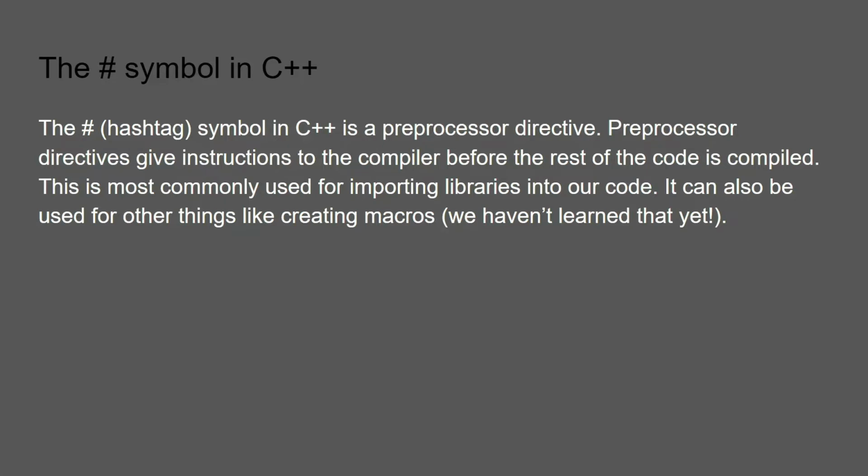Well, first we have to figure out what the hashtag symbol means in C++. The hashtag symbol in C++ is a preprocessor directive. Preprocessor directives give instructions to the compiler before the rest of the code is compiled. This is most commonly used for importing libraries into our code, which is what we're going to be doing so that we can print to the console. It can also be used for other things like creating macros, but we haven't learned that yet because that's very complex.